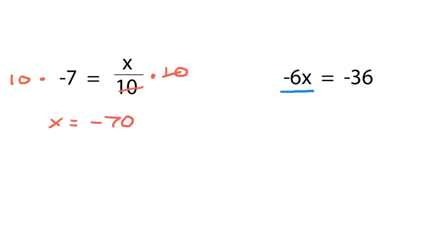In the other question, we have negative 6 times x equals negative 36. So the opposite of multiplying is dividing. So I'm going to divide this by negative 6 to cancel those 6s out. And therefore, I'm going to divide this side also by negative 6. And I can rewrite this as x is equal to 6.